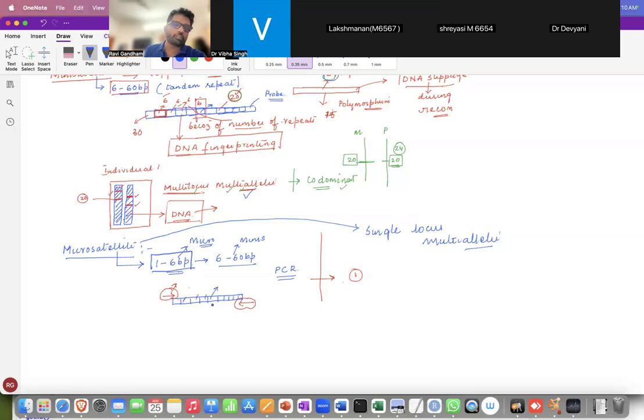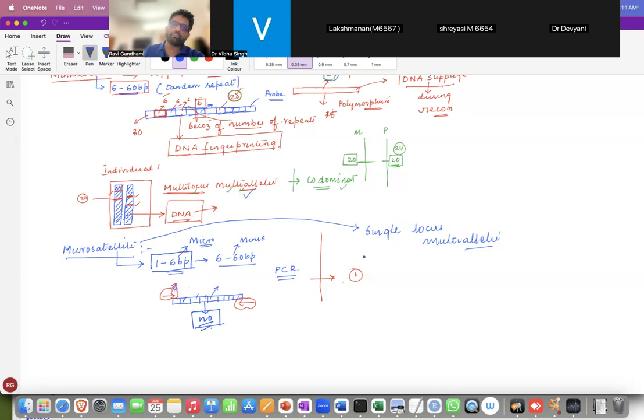And the major differences between the individuals would be the number of repeats. That's what I told you. And here again, the main reason for the difference in the number of repeats is mainly because of DNA slippage. Now, these microsatellites are detected by means of primers. Primers are adjacent to these repeat regions that are tandem one after the other, and these primers are very specific.